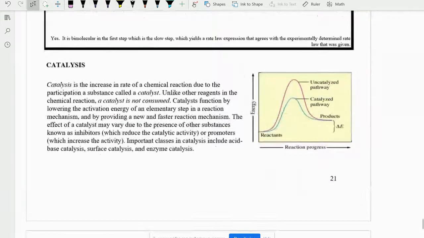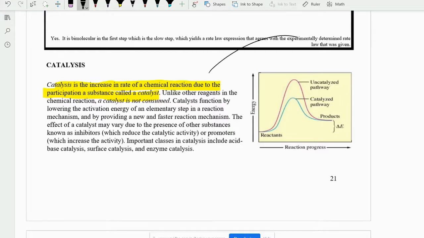Okay, now we're going to finish this unit by talking about catalysts. Now, a lot of potential multiple points are lurking here, and catalysis is defined as an increase in the rate of a chemical reaction due to the participation of a substance called a catalyst. You've probably heard of this if you've taken biology. There are things called inorganic and organic catalysts. But unlike reagents or reactants in a chemical reaction, a catalyst is not going to be consumed. Okay, catalysts are going to function by lowering the activation energy needed for the reaction to proceed, or in this case, needed for that elementary step to proceed.